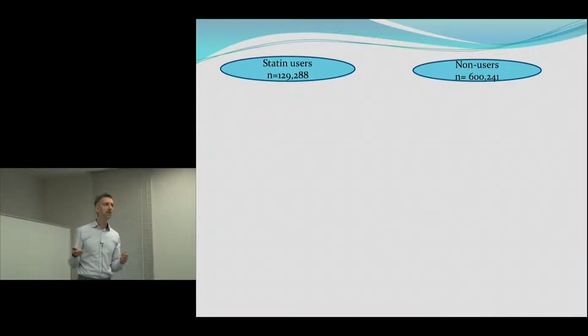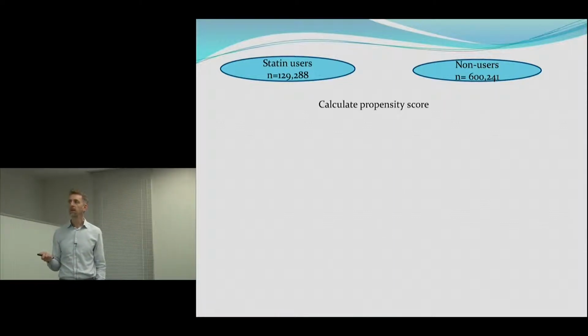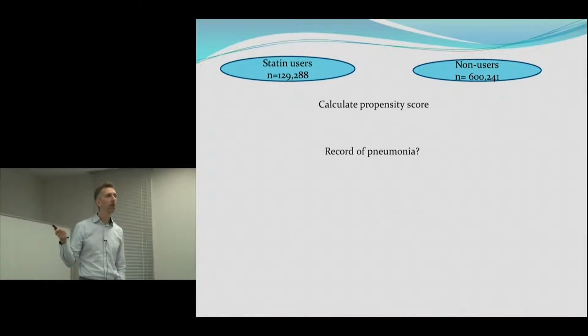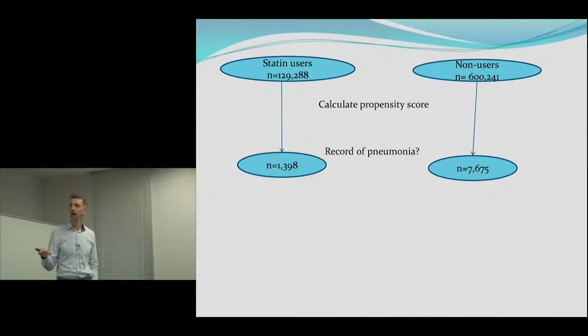Okay, so back to the research question that we were interested in. It was comparing statin users against non-users. So we started off with 130,000 users and 600,000 non-users. We calculated a propensity score amongst that patient population using logistic regression and this list of 30 variables. We then looked forward to see who got a record of pneumonia. And it turned out 1,400 of the statin users and about 7,500 of the non-users did.